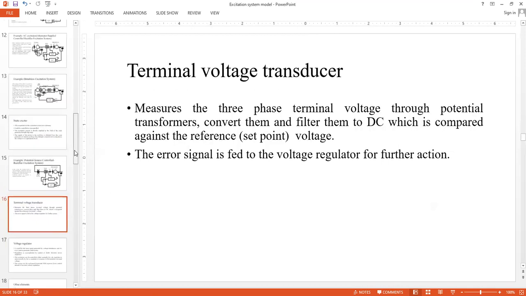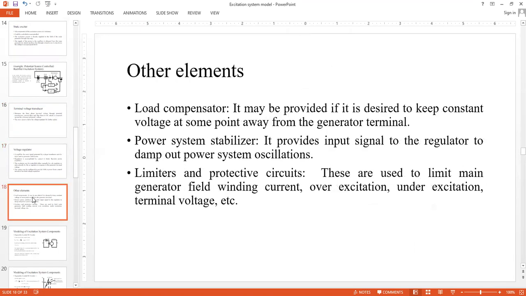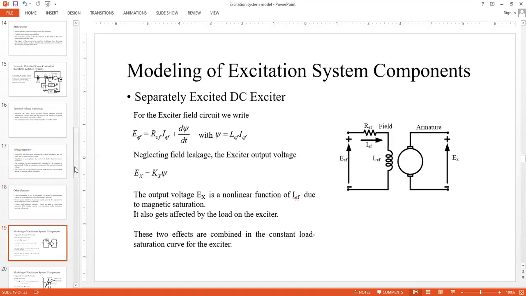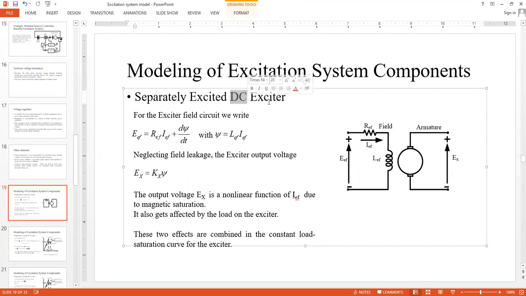And then we talked about the terminal voltage transducer, the voltage regulator, and some other elements which are an integral part of the overall excitation system. That is the load compensator, the stabilizer, and the limiters and protective circuits. So what we'll do today, we will start with the modeling of the excitation system, and specifically the modeling varies a little bit. Of course, there are different types, like DC, AC, and static, but we are not going to go through all those details separately for each of them.